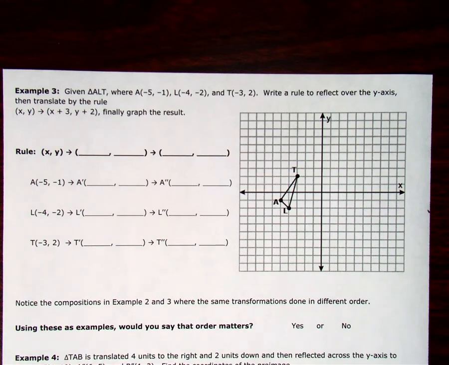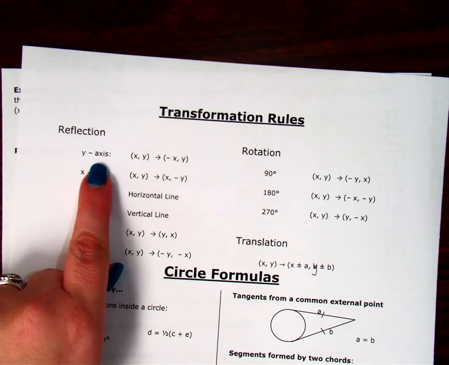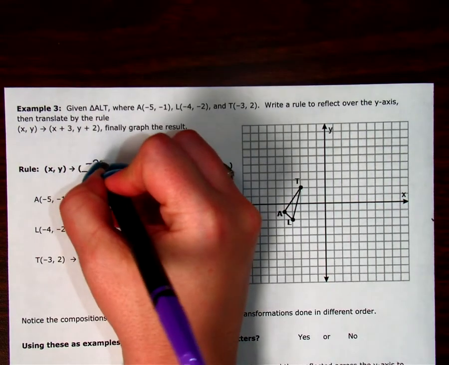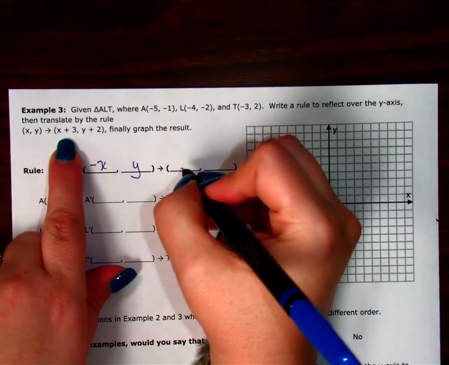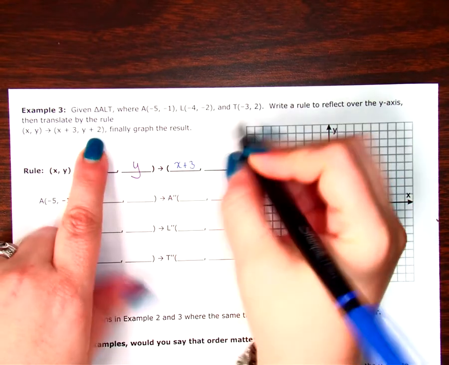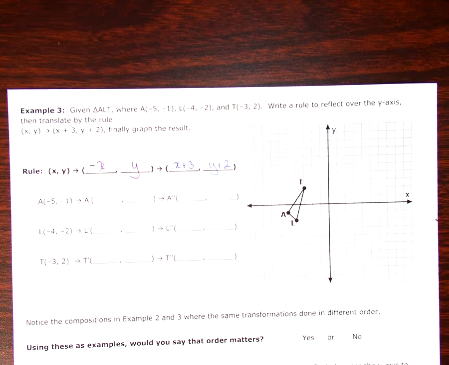(x, y) goes to, remember again, if we've already forgotten, reflecting across the y-axis, (x, y) reflects to the opposite of x, y. And then we're going to translate by the rule x plus 3. That's going to move us 3 to the right, and y plus 2, that's going to move us 2 up for our translation.